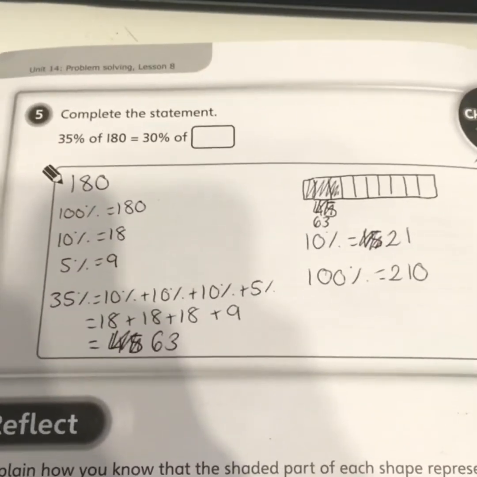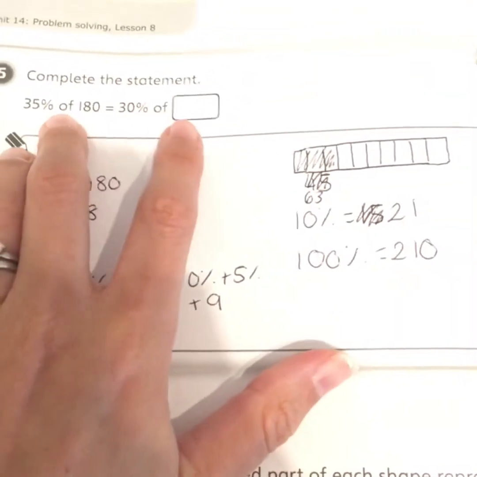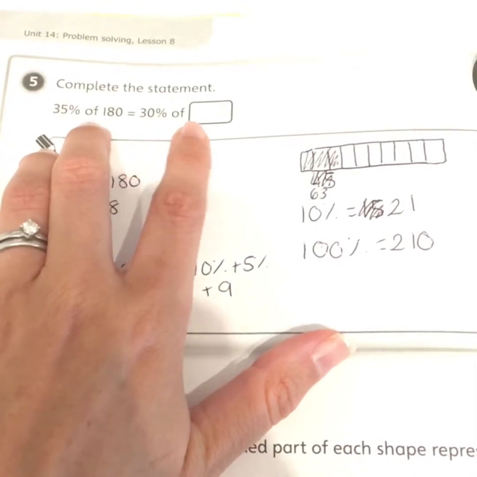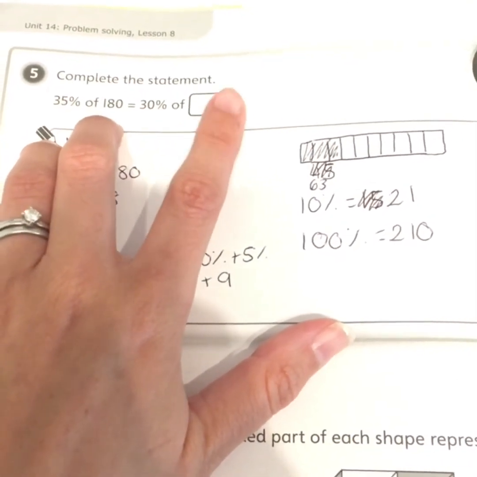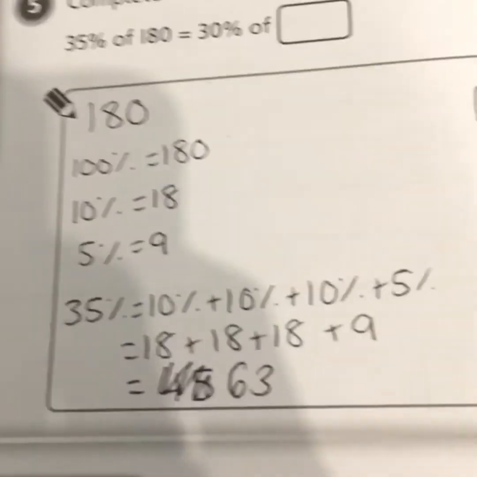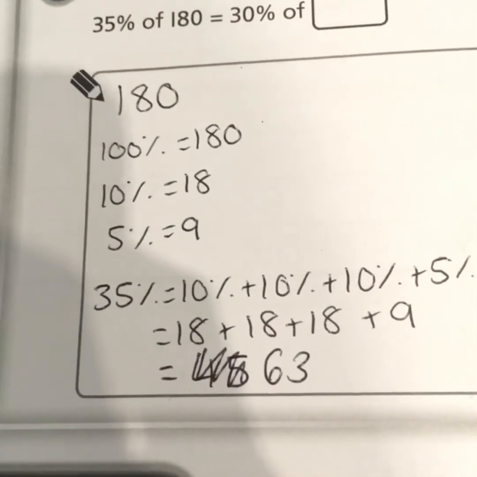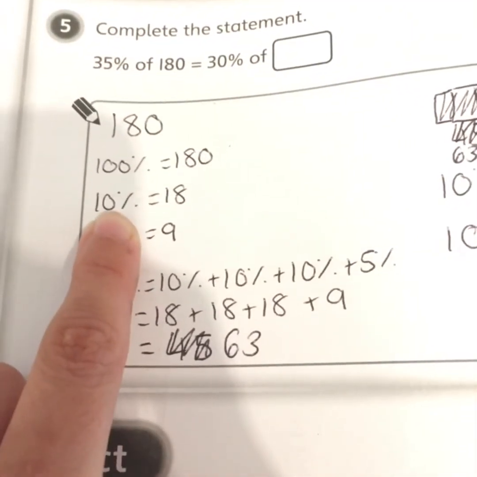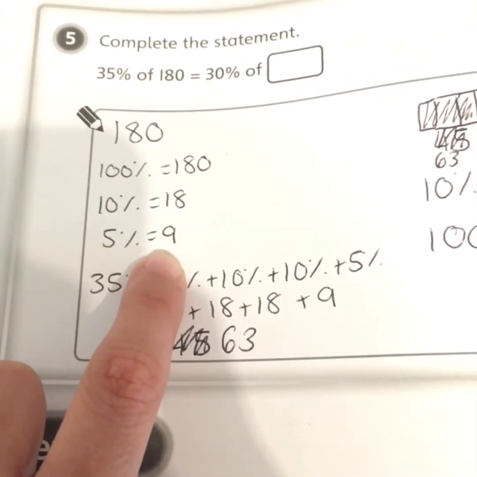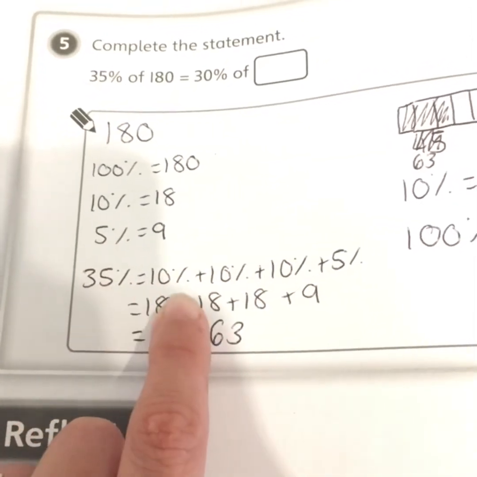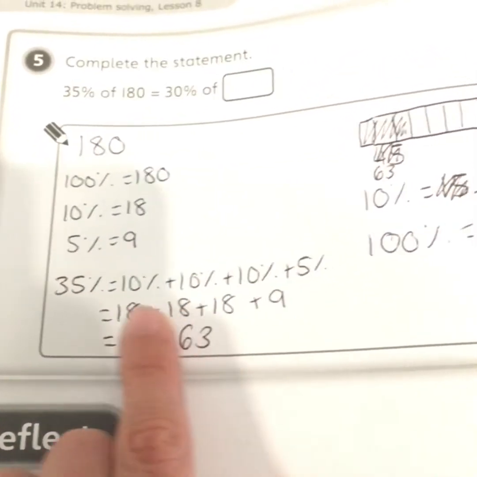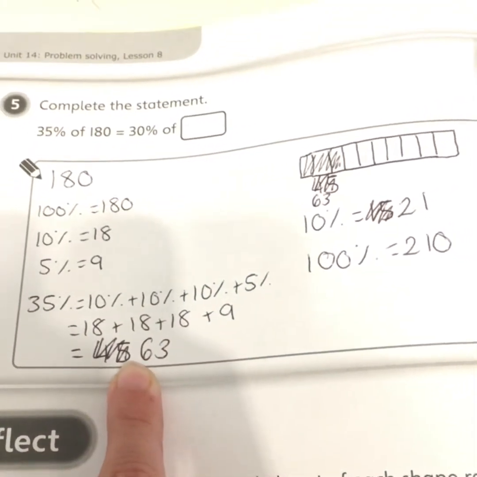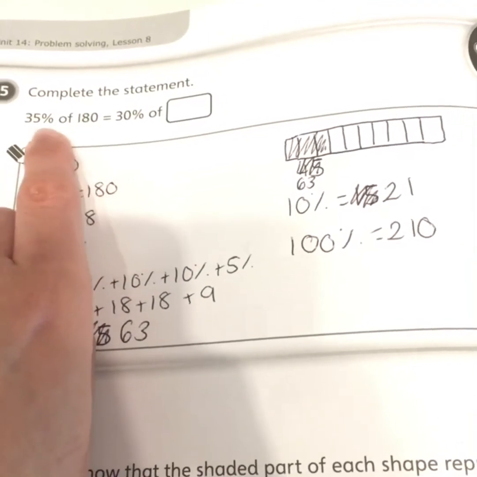Okay then, last one. So for this one, you've got like a balancing scales. So 35% of 180 is the same as 30% of something. And we need to work out what this something is. So first things first, let's work out what 35% of 180 is. So I worked out 100%. I divided by 10 to get 10%. Then I divided that by 2 to get 5%. To work out 35%, I did 10%, add 10%, add 10%, add 5%, which is 18, add 18, add 18, add 9, which would be 63. So I know the answer to this part here is 63.